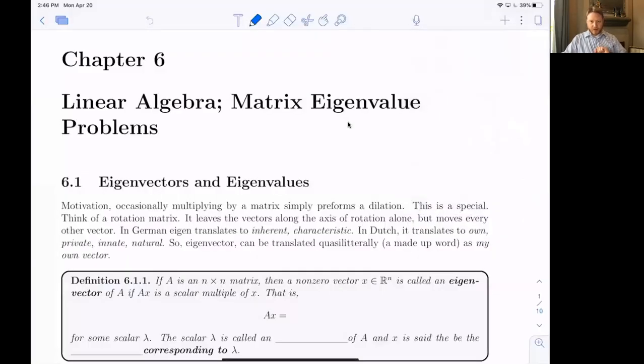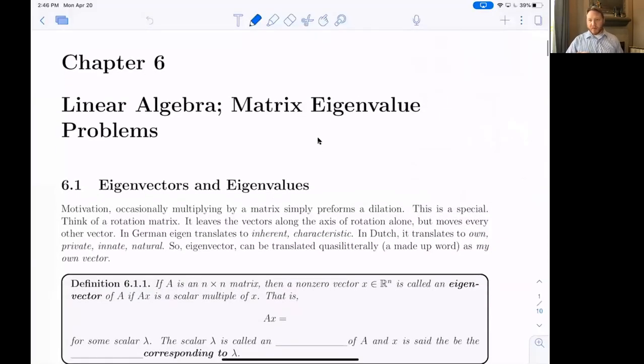Hello, Math 7. We need to take a brief pause on solving differential equations and go back to linear algebra and talk about some stuff from linear algebra before we move on to further chapters, because we're going to need this just like we needed those things from chapter 4. So without further ado, here we go.